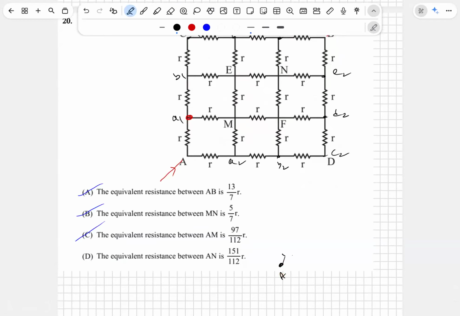With respect to A, already I have A1, A2. Here you will get M. A1, A2 means R by 2. Again, one more set.